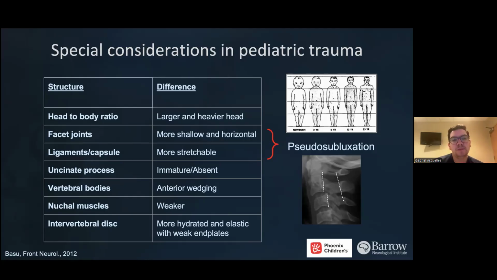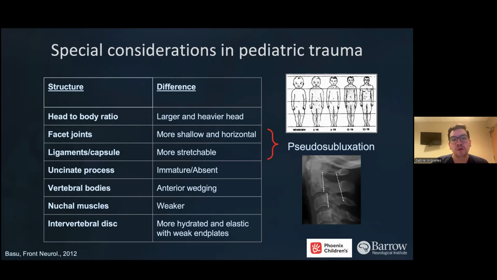The facet joints in babies and in kids are a lot more shallow and horizontal than they are in adults. If you think about the shapes of those C1 and C2 joints, those shapes are really important to stability. And when you have shallow and horizontal joints, as opposed to joints that are more vertically oriented, you're going to have a lot more translation allowed in that plane. The ligaments don't help with this at all. They're a lot more stretchable in children.